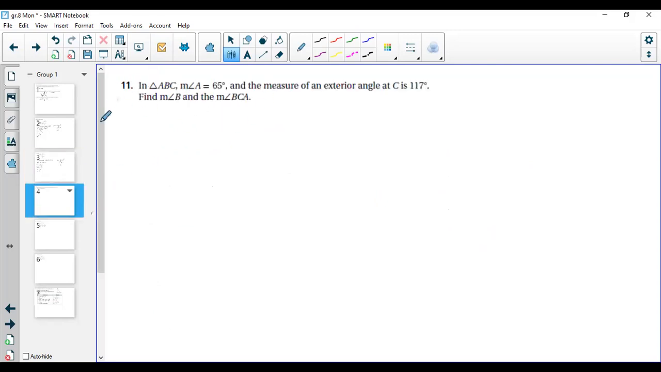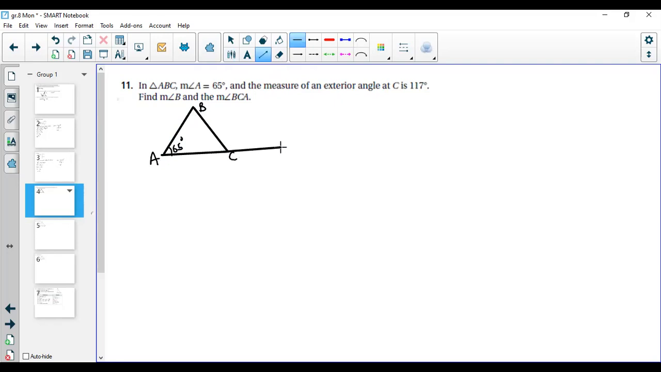So let's solve this, but in this question they did not give you a figure. So you need to draw a figure so that we can visually understand what kind of question this is. In triangle ABC, so they gave you the triangle name is ABC, so just draw the triangle first and name it as A, B, and C. Angle A is 65 degrees. Just write down all the information which they have given. And the measure of an exterior angle at C. So there is an exterior angle here at C.